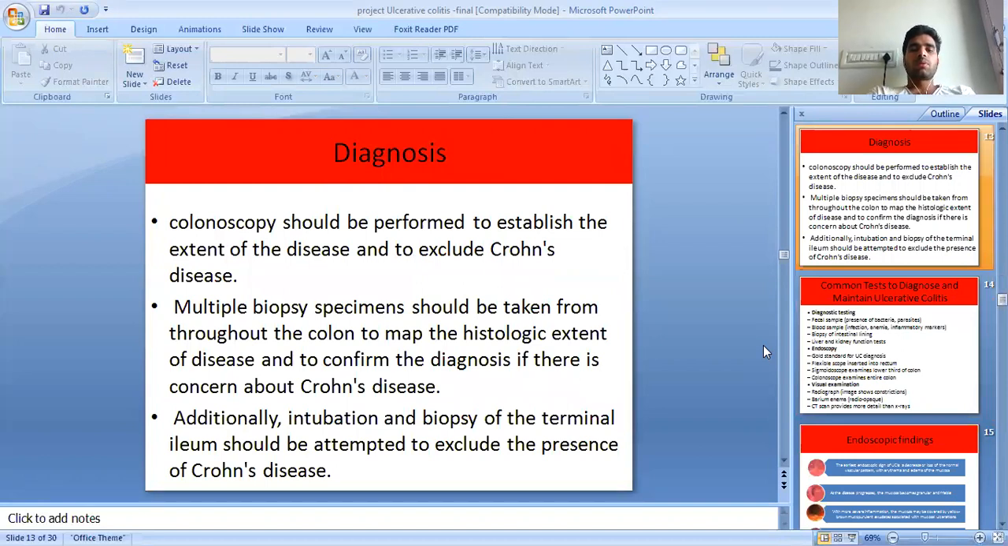Colonoscopy should be performed to establish the extent of the disease and to exclude Crohn's disease. Multiple biopsy specimens should be taken from throughout the colon to map the histological extent of disease and to confirm the diagnosis if there is a concern about Crohn's disease. Additional intubation and biopsy of the terminal ileum should be attempted to exclude the presence of Crohn's disease.